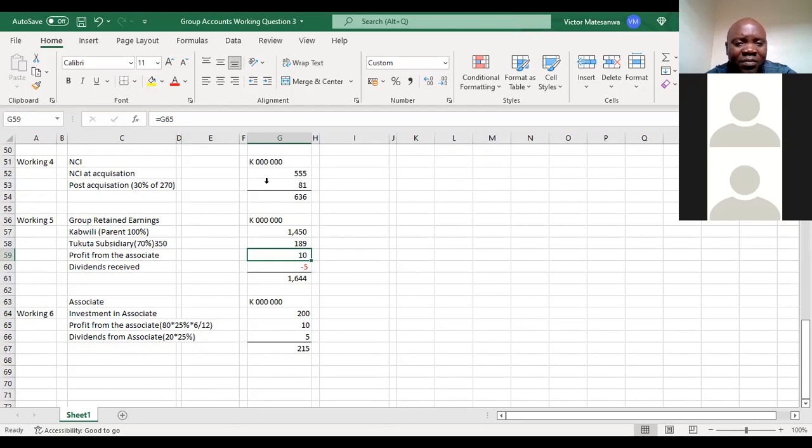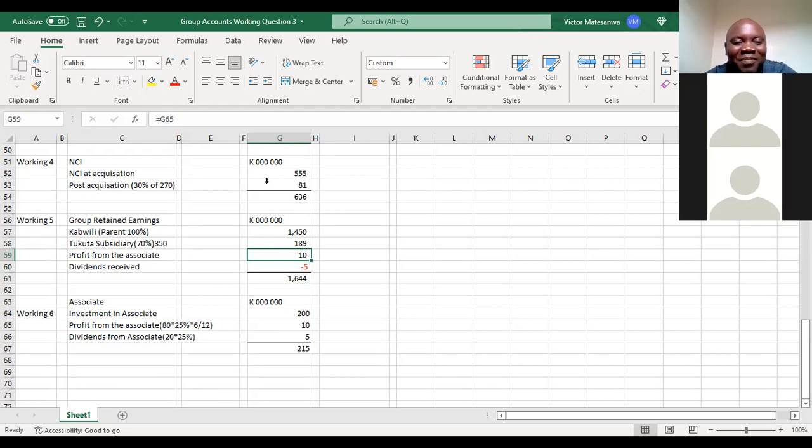Is it not double if you're adding it there and then in working six is also there? No, in working six, it's an investment, so it's an asset. Oh, okay. Remember, you're looking at the eyes double and the ears. All right, that's fine. You understand it now? Yes.